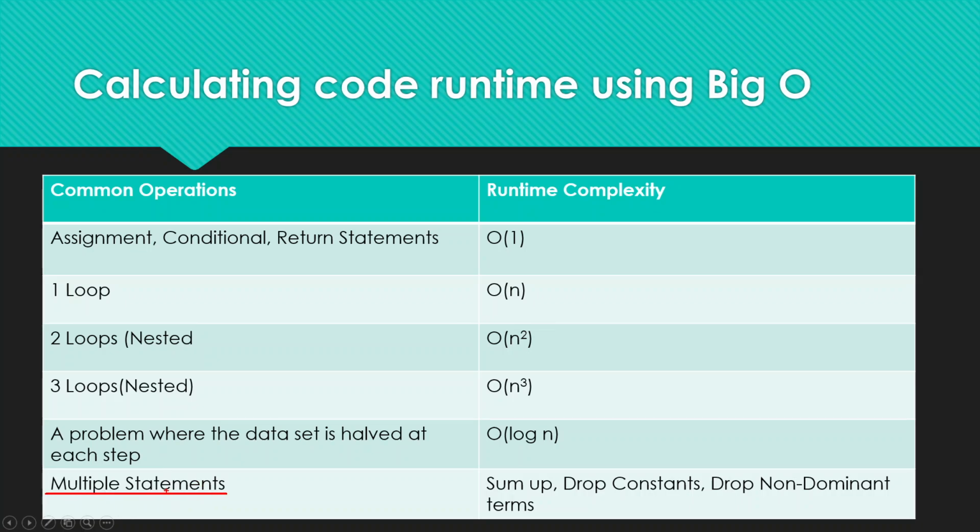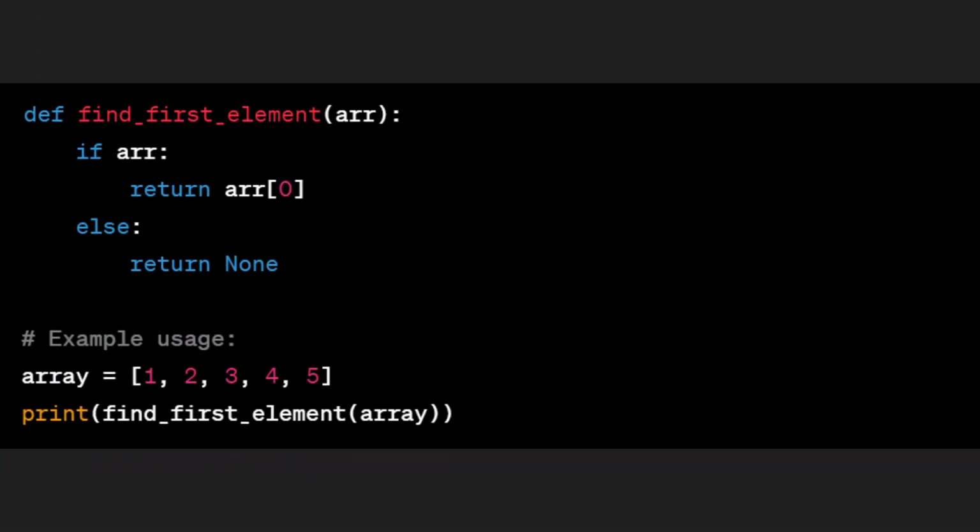So when you have multiple statements in your algorithm, we simply sum up the runtime complexities of each line. Then we drop any constants and we drop any non-dominant terms, any terms that are not growing very fast. We simply ignore them. And there's a reason why we do that. Again, I want to encourage you to read more about that.